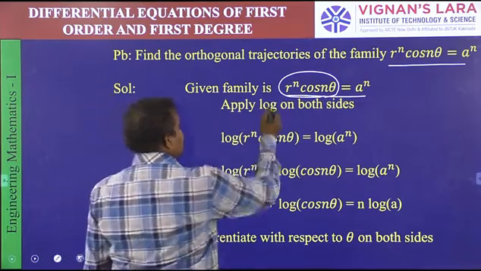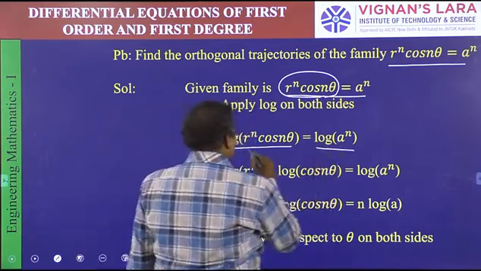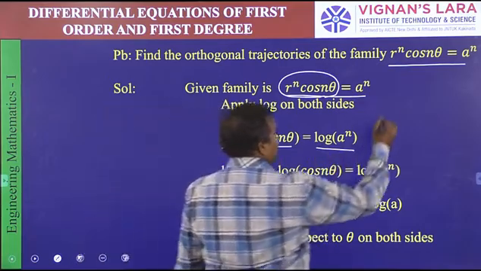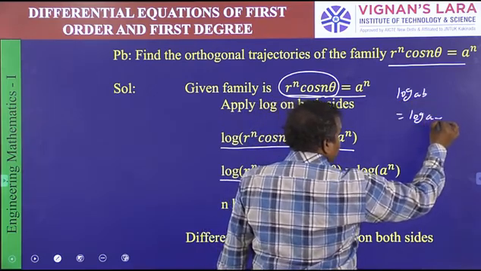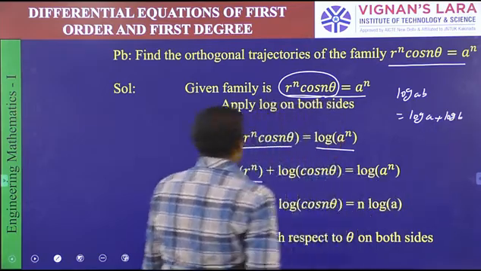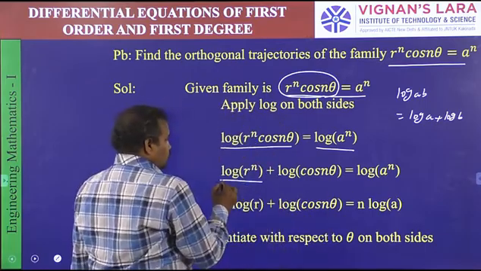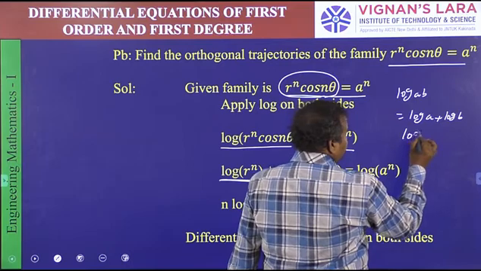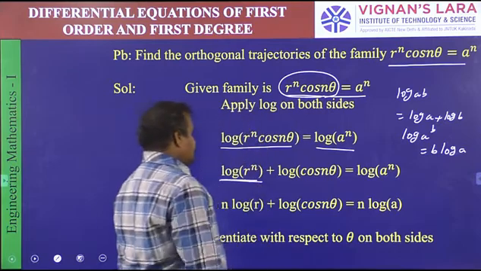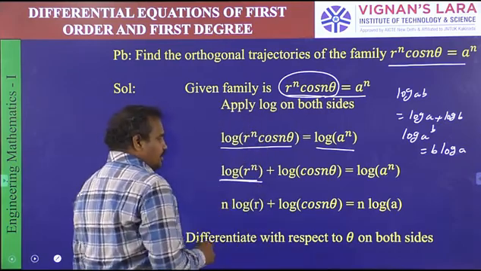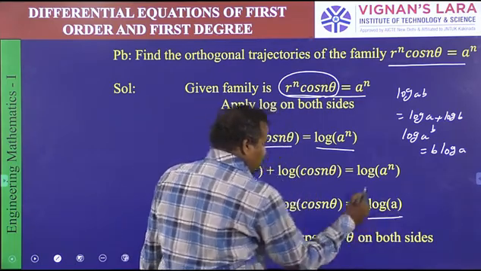So apply log on both sides. Log of r power n into cos n theta is equal to log of a power n. Log ab can be written as log a plus log b. So log r power n plus log of cos n theta is equal to log of a power n. Log a power b can be written as b log a. So log r power n can be written as n log r, plus log of cos n theta is equal to n log a.